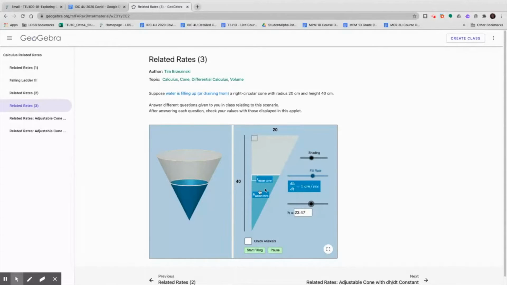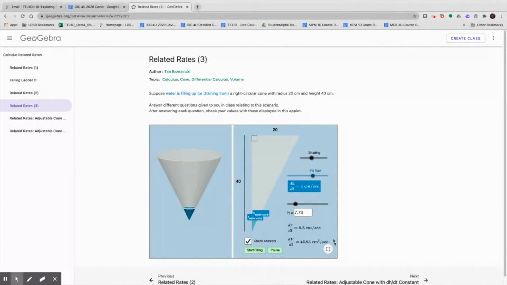So what I'm going to help you visualize here is what happens when we increase the height by a constant rate of change of 1 centimeter per second. So we have dh/dt equals 1 centimeter per second. And I'm going to click on here so that you can visualize what's going on with the radius. So dr/dt: if the height is going up by 1 centimeter per second, the radius is going to be increasing by 0.5 centimeters per second.